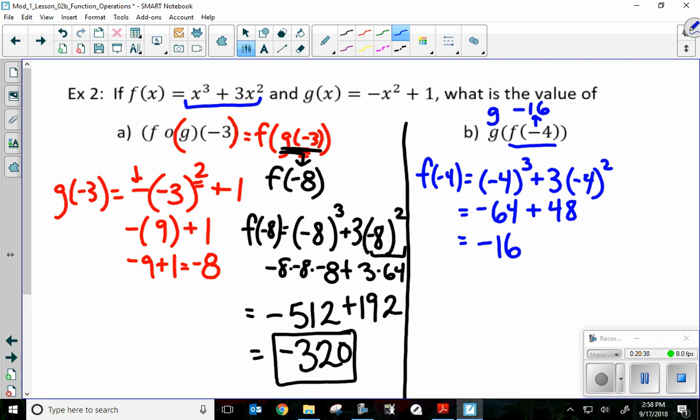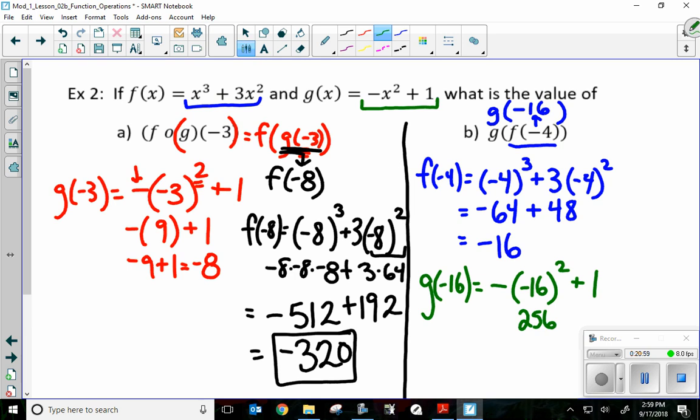So I want g of negative 16. Not too bad. I'm going to use this right now. It's my g function. G of negative 16 is the negation of my x squared plus 1. If I square negative 16, that's 256. Now I need to negate it. Plus 1. That's negative 255. There you go.